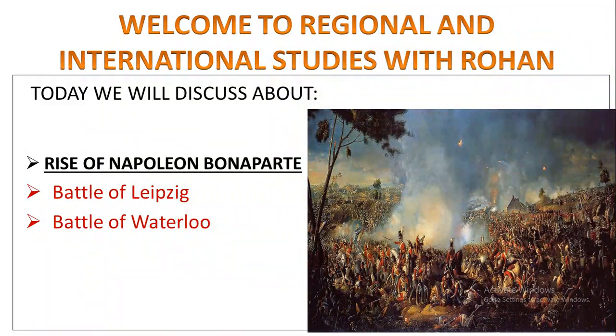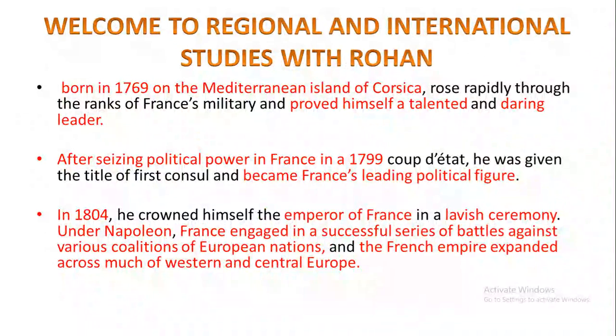and how he rose. First, Napoleon was born in 1769 on the Mediterranean island of Corsica, and Corsica was a part of Italy before merging with France. Napoleon Bonaparte rose rapidly through the ranks of France's military, and he proved himself a talented and daring leader.